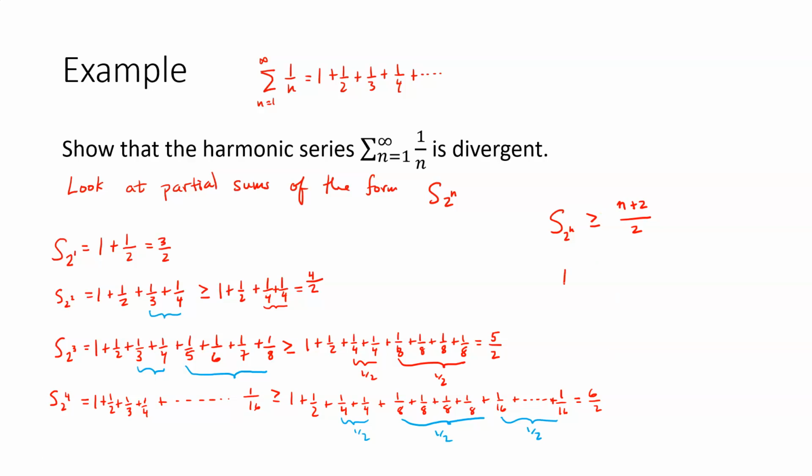And what we've shown here is that the limit as n goes to infinity of s_(2^n) has to be greater than or equal to the limit as n goes to infinity of (n plus 2) over 2. And as n goes to infinity, this will go to infinity. So we've shown that this limit here, and notice this is actually a subsequence of the sequence of partial sums. So if the subsequence goes to infinity, then the actual limit of all the partial sums must also go to infinity.